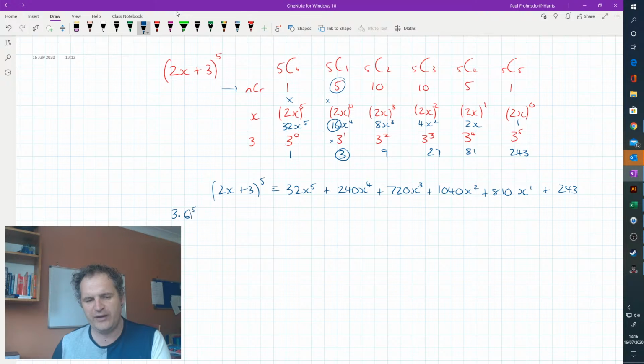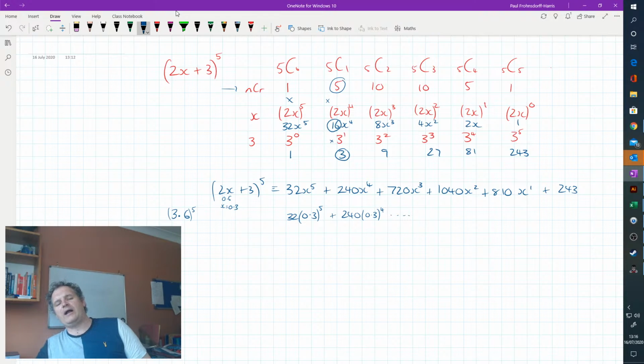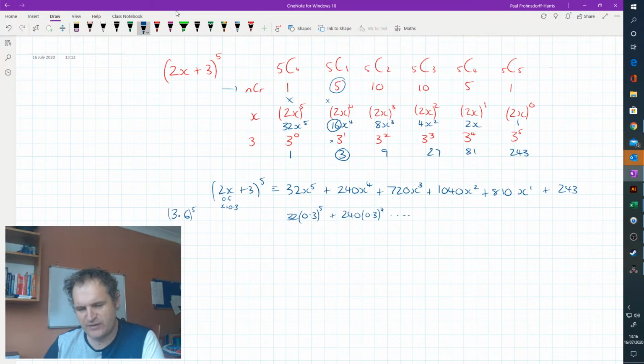you could break this 3.6 using the binomial expansion into 3 plus 0.6, so x is 0.3. So you could do 32 lots of 0.3 to the power 5 plus 240 lots of 0.3 to the power 4. Now, progressively, that is how a calculator would go about a longer calculation like that, but it would do it all behind the scenes.